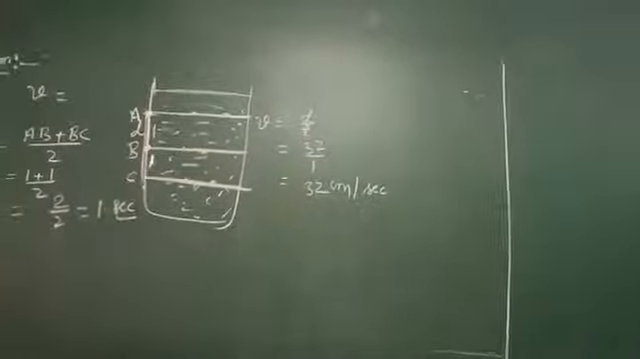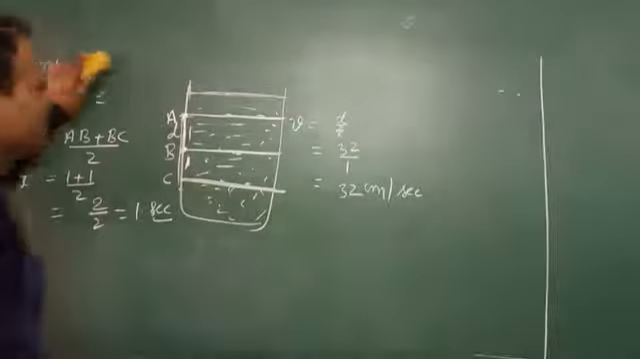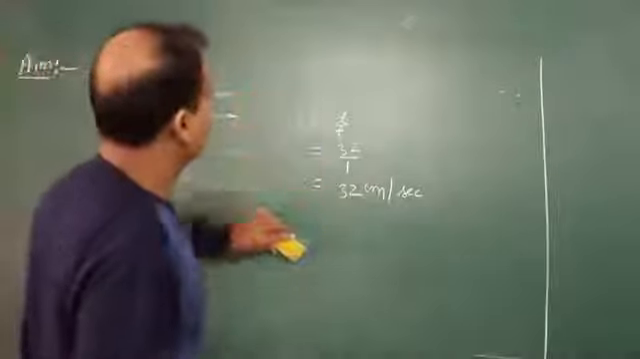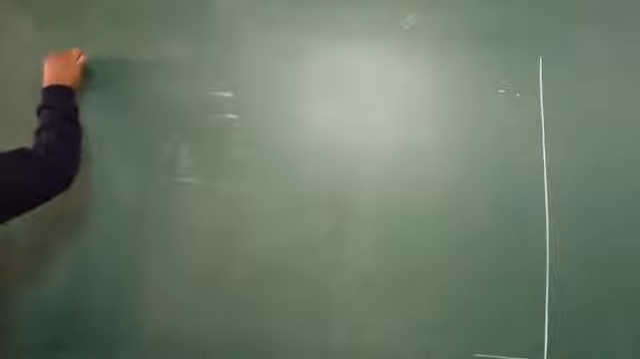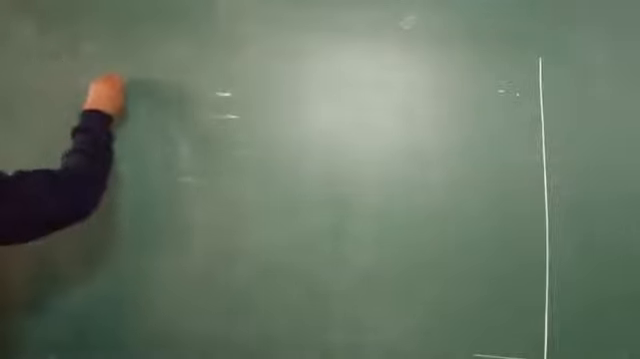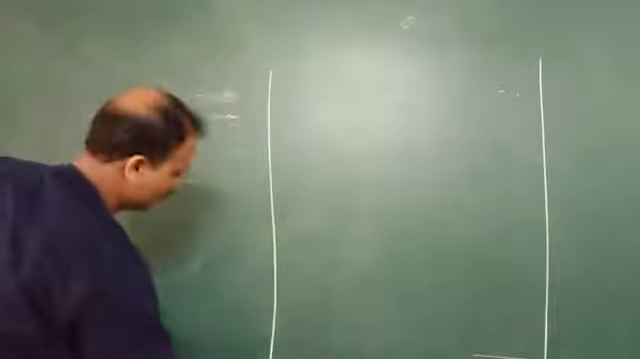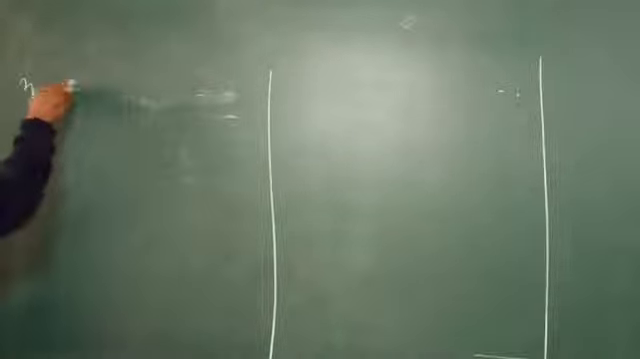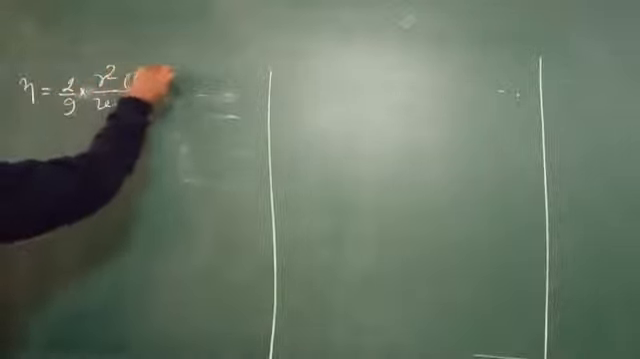Now we calculate and put the values in. We already know the formula: eta is equal to 2 upon 9 r square upon v into rho minus sigma into g.